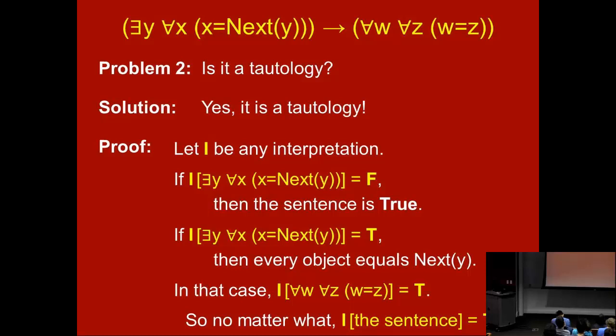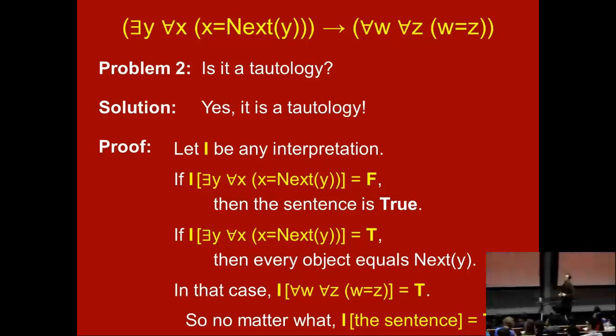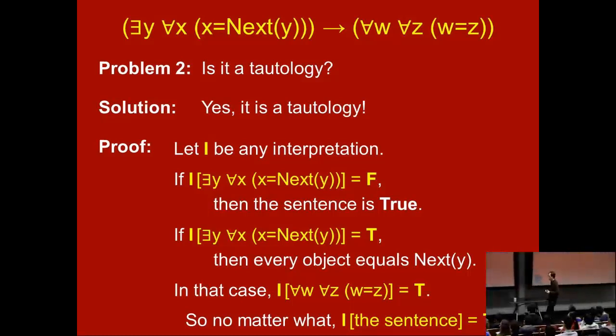OK, I know you're working on it, so yeah? So for every possible x, next y can only have one value. So if every possible x equals that value, there can only be one possible x. So our universe has to be of size 1.